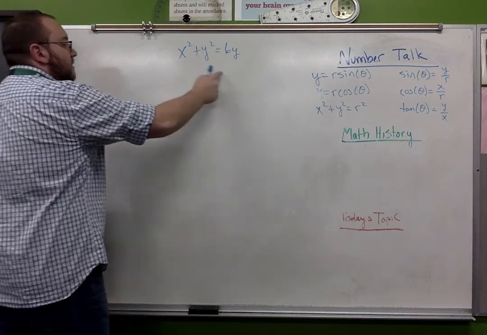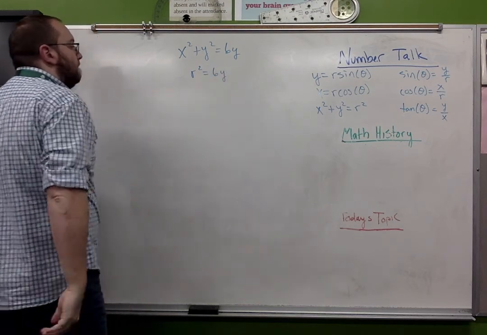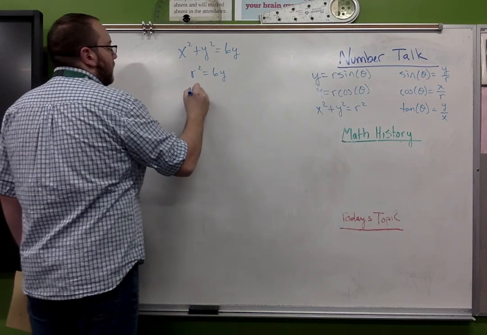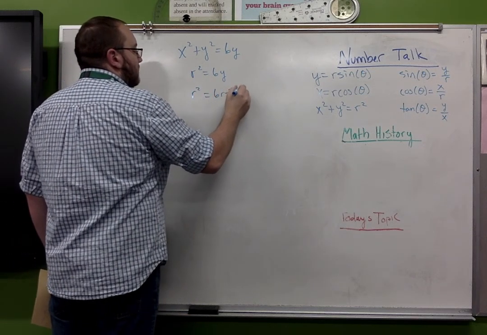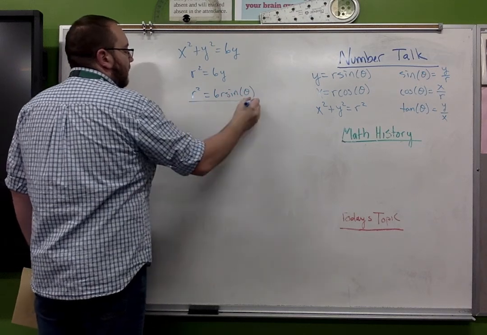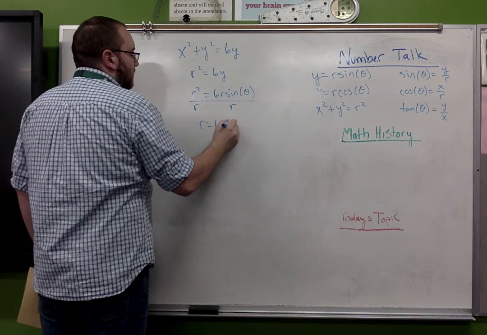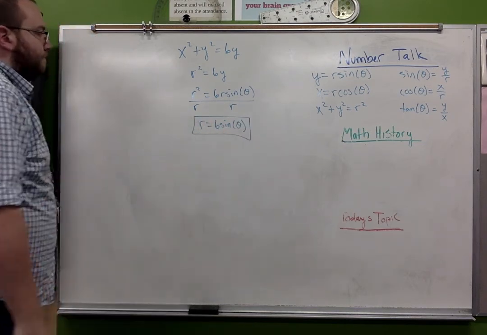Once again, x squared plus y squared is r squared. So we got r squared is equal to 6y. And y is equal to r sine theta. So r squared is equal to 6r sine theta. Divide both sides by r. r is equal to 6 sine theta. And there's your answer.